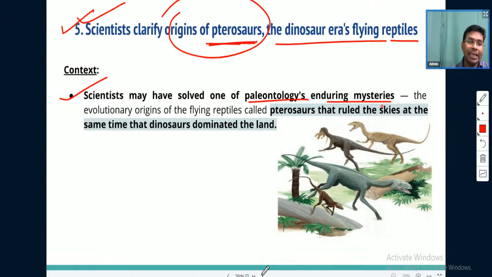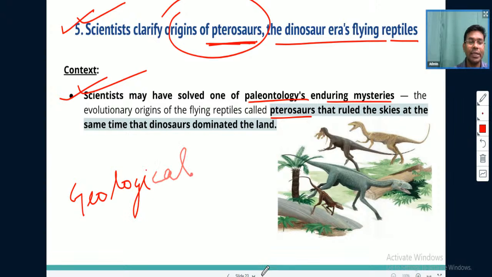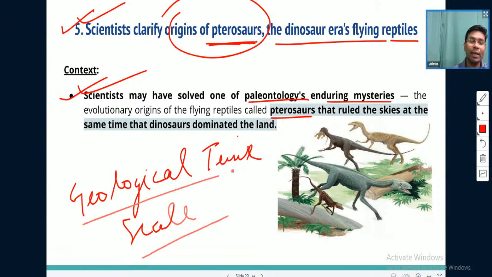The evolutionary origin of the flying reptiles, known as pterosaurs, that ruled the skies at the same time that the dinosaurs dominated the land. When we talk about the geological time scale, it talks about the history of the evolution of the earth. Using the geological time scale we can understand how the earth evolved, and how different species on the earth evolved and went extinct.